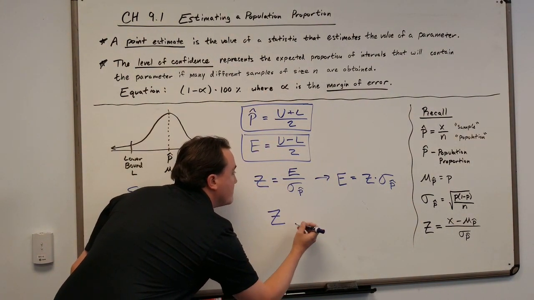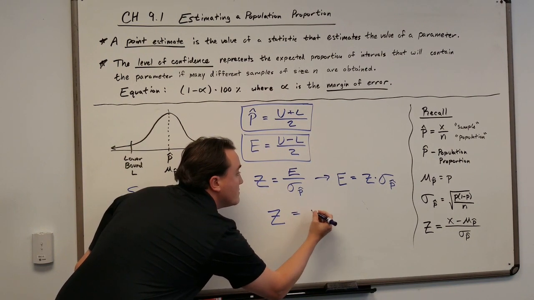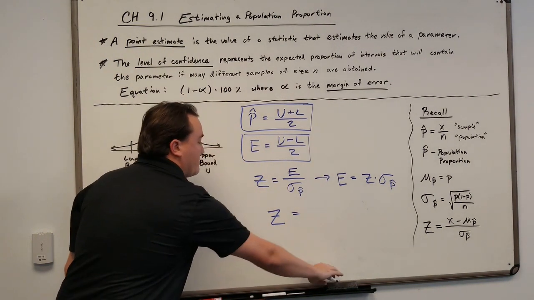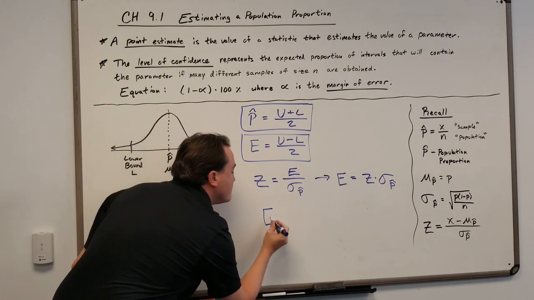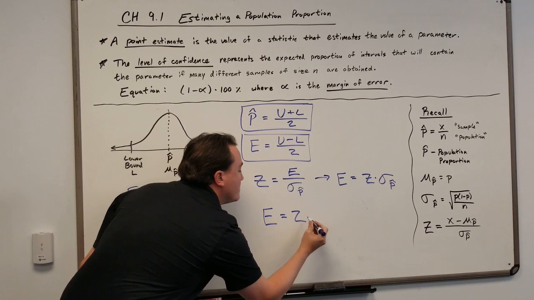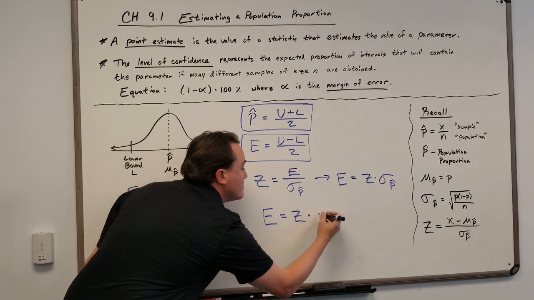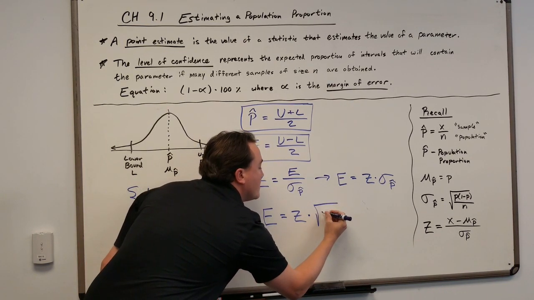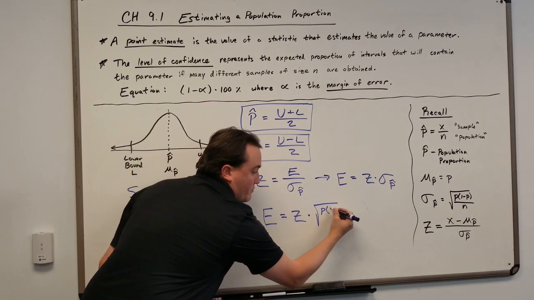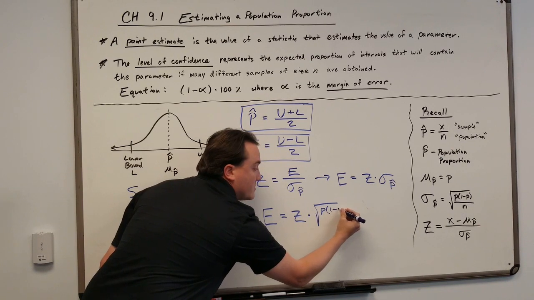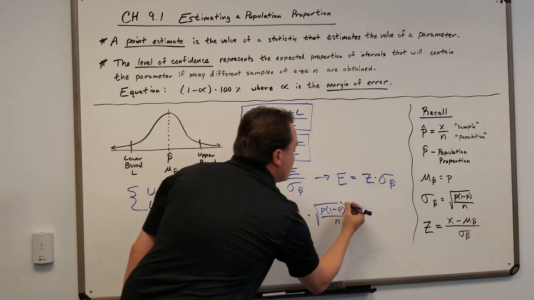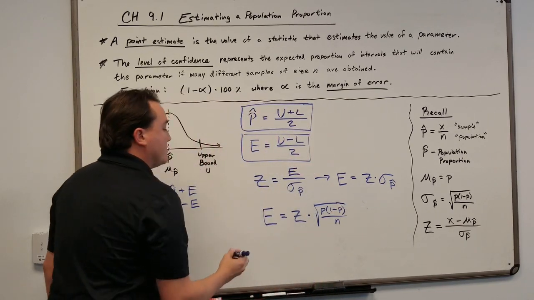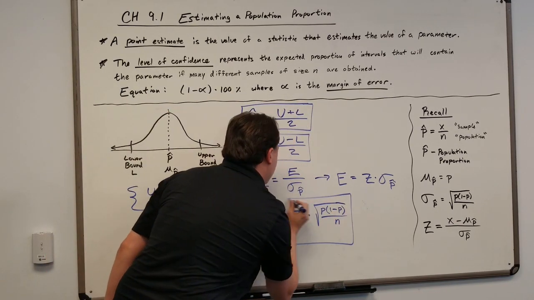E equals Z times the square root of the population proportion times 1 minus the population proportion, or Q, is what I like to call it, over N. So we're going to need this later on.